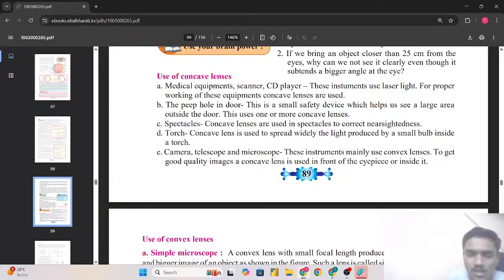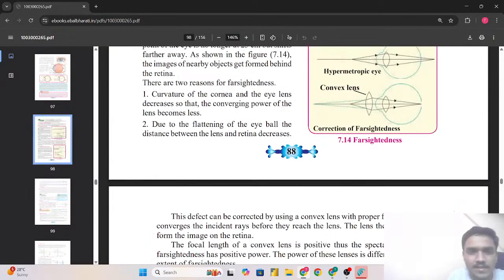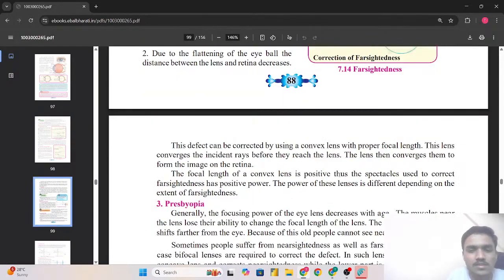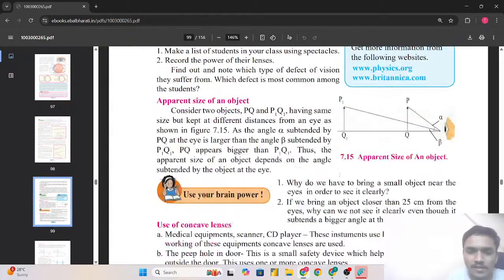Then spectacles: concave lenses are used in spectacles to correct the nearsightedness that we have already seen. That is the nearsightedness, that is myopia. Nearsightedness is myopia and farsightedness is hypermetropia, the defects which we have already seen above.